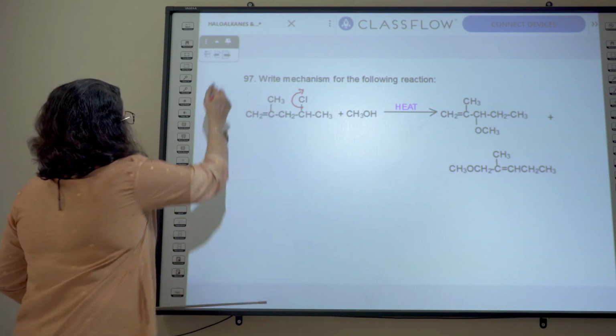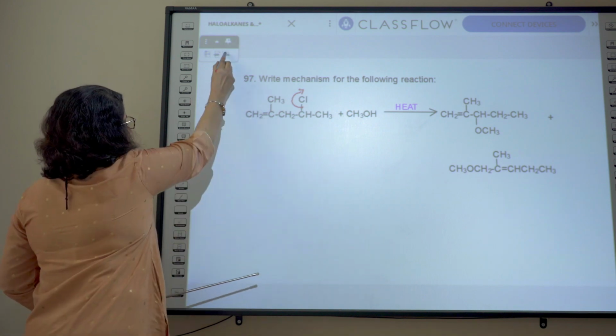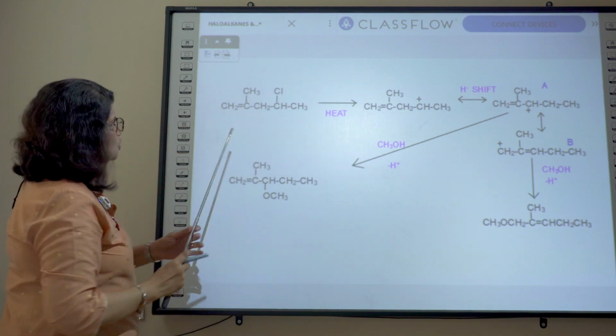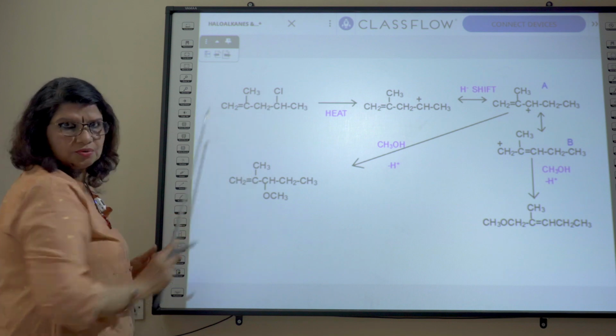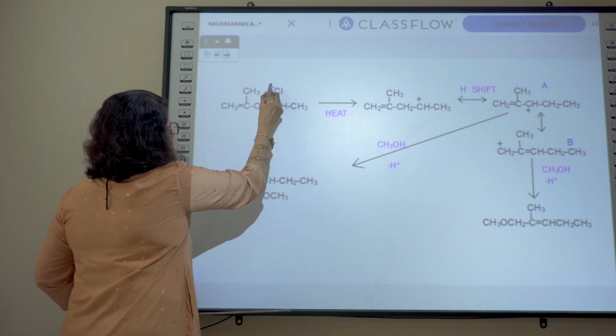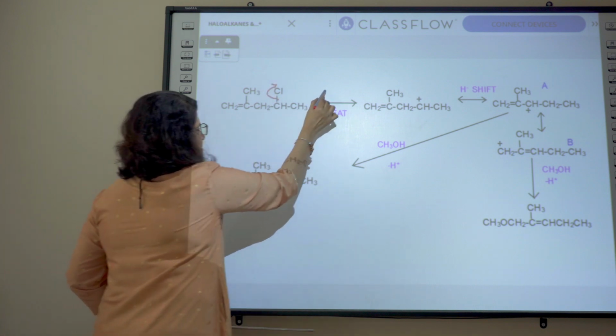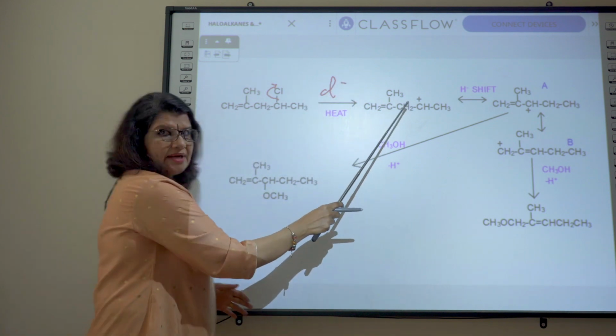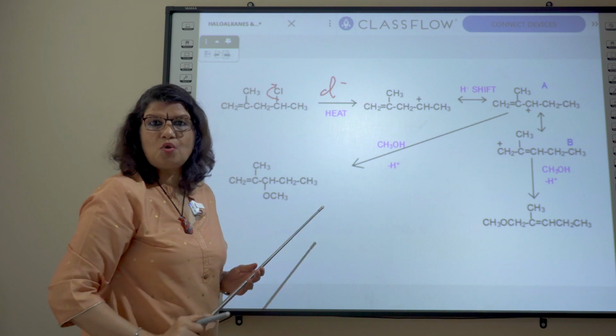Okay. So now, that's what I try to tell you. Looking at the product, we have to think about the pathway. So let's start with the first starting compound. Initially, we do this. Cl is lost as Cl minus, right? And we have a positive charge on this carbon atom. We get the secondary carbocation.